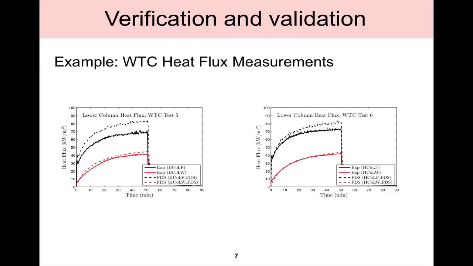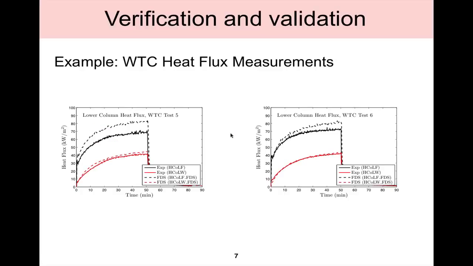Here's another case of plot, another set of plots from the World Trade Center FDS simulations. This shows heat fluxes to the columns, and again the solid line here in the plots indicates the experimental data, and the dashed line indicates the FDS simulation results.